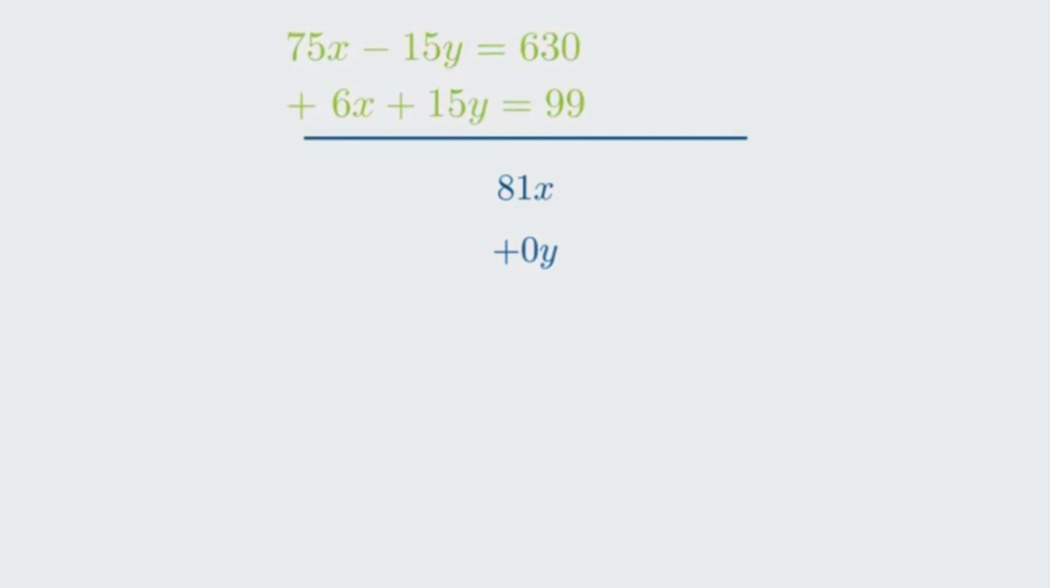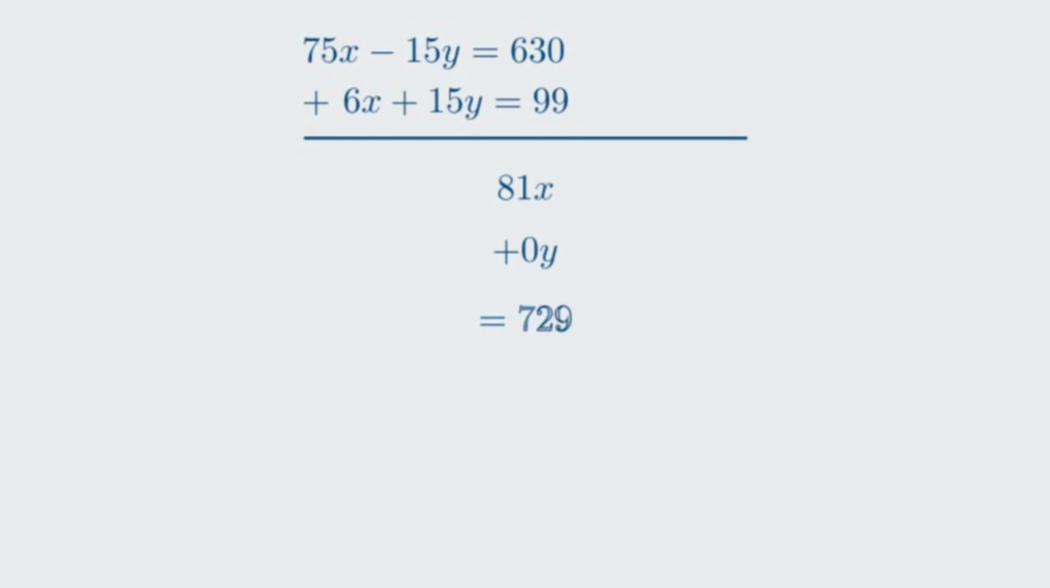Finally, we add the constants on the right side. 630 plus 99 is 729. So, our new, simpler equation is 81x equals 729. We have successfully eliminated one variable and are left with a single equation with a single variable, which we can now solve for x.